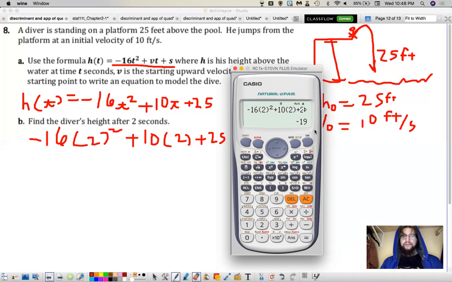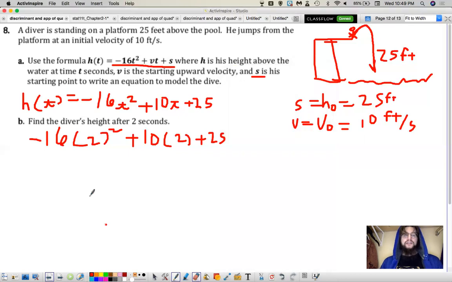Negative 19. Okay, did I type anything in wrong? It's possible. Okay. So his height is negative 19 feet. Let's interpret that, assuming I didn't screw up somewhere.